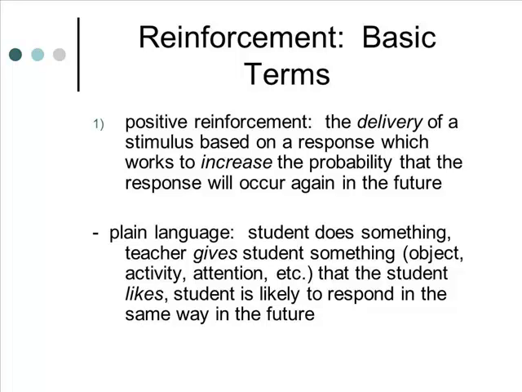In plain language, that means the student does something, the teacher gives the student something. It could be an object, an activity, attention, etc., that the student likes, and therefore the student is likely to respond the same way in the future. An example is a teacher who gives students 5 minutes of extra recess who get 100% on their weekly spelling test. If a student gets 100%, they get the positive reinforcement of an extra 5 minutes of recess. If that's pleasant to the student, then obviously the student is likely to do that again in the future to get that same kind of reinforcement.